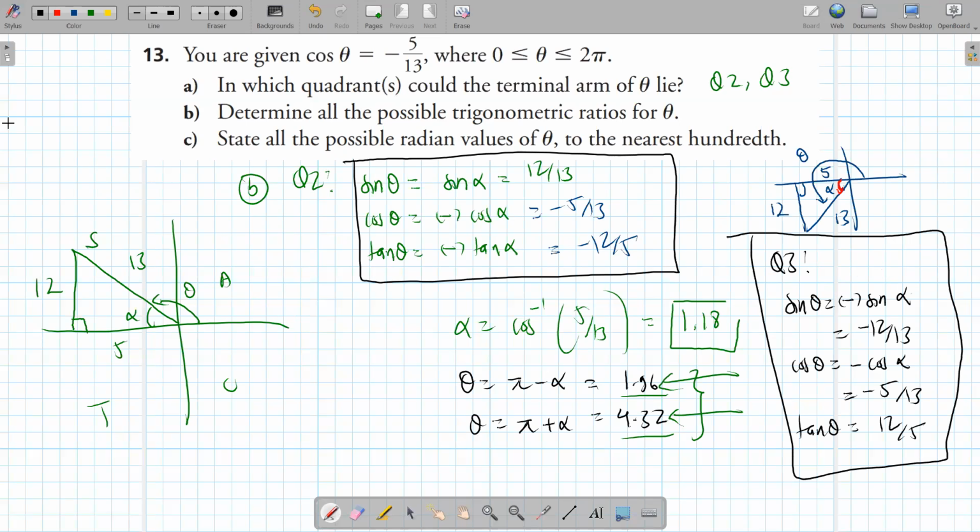This is a very good question, by the way. This question is going to come up on the test. I'm like 90% sure. And there's 2 answers. If you only answer in quadrant 2, you're only going to get half the marks. That's definitely a test question.